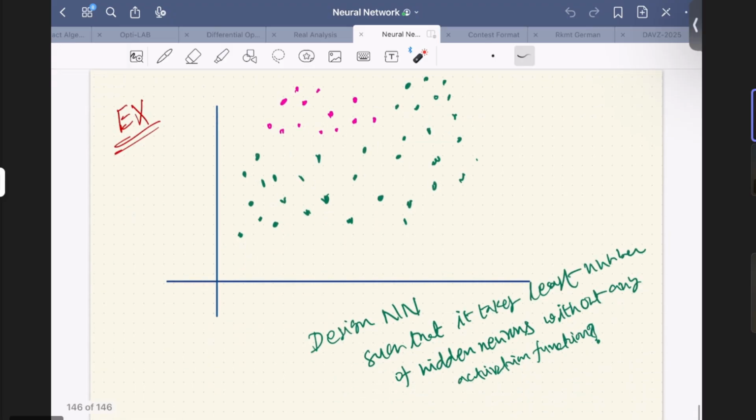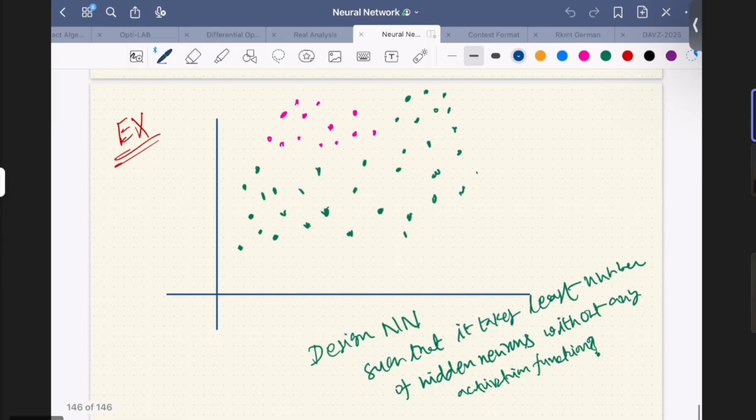How do we classify these kinds of points when there is no clear line which separates them out? So my question is, how many lines are required to do this, or how many neurons? That's the question. The least number of neurons, without any activation function, of course, such that there's a clear separation of two classes, either positive or negative. So tell me from your side, how can we do that? I have given you enough time to work it out.